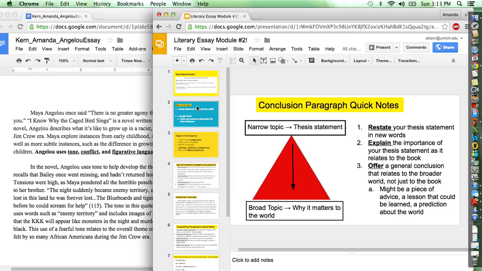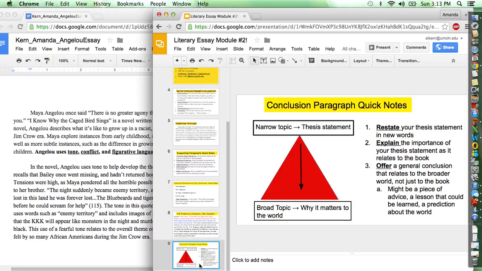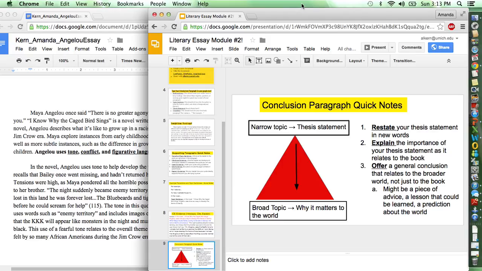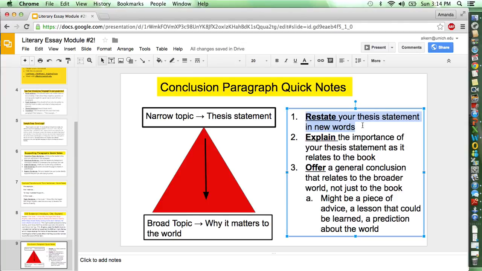So once you get to the page, this will be the first slide that you see. You're going to want to scroll down to slide number 9, which has the notes for how to write a conclusion paragraph. The first thing that you'll notice about conclusion paragraphs is that it's kind of like a triangle, in that you want to take the narrow topic that you've been discussing, which is your thesis statement, and make it larger and more meaningful so that it's more of a broad topic that relates to the world as a whole. So the first thing you're going to want to do is restate your thesis statement in new words.